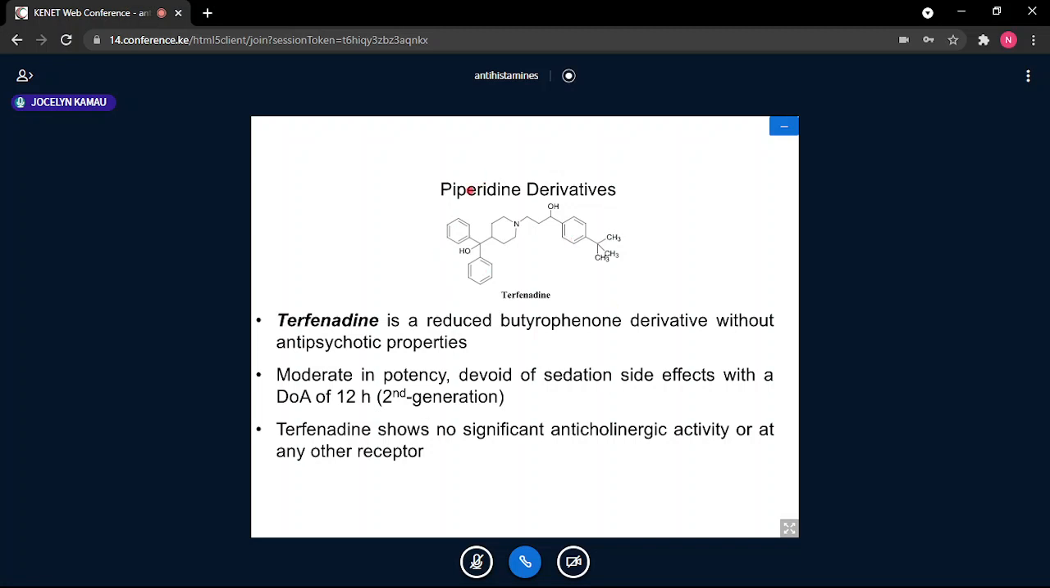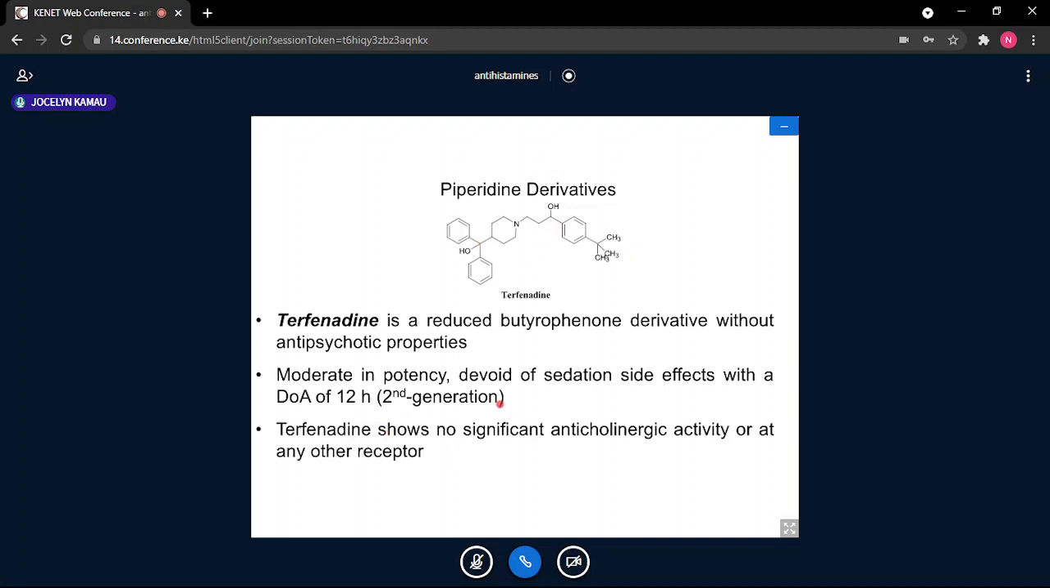As I have said again, the butyrophenones are very important drugs. You look at them as a second class of the typical antipsychotics. I've said some of the antipsychotics are the phenothiazines. Another class of antipsychotics is the butyrophenones. So you can still see sharing of structures. The butyrophenones are antipsychotics. Terfenadine, which is a reduced butyrophenone, is an antihistamine. So you can see that there is a lot of structural resemblance between these drugs that have CNS activity. It is a derivative without antipsychotic properties, and that's the only advantage.